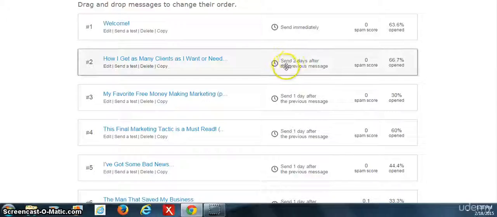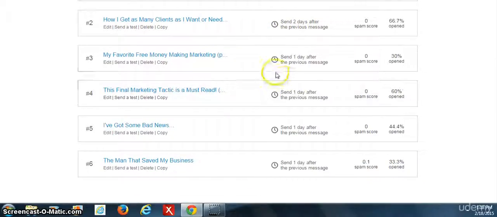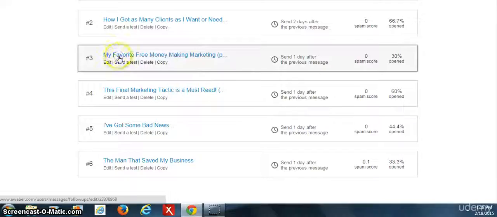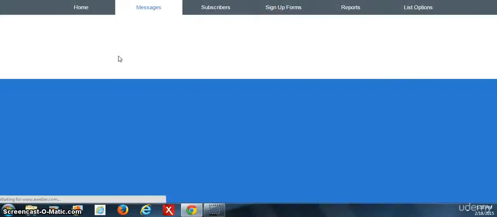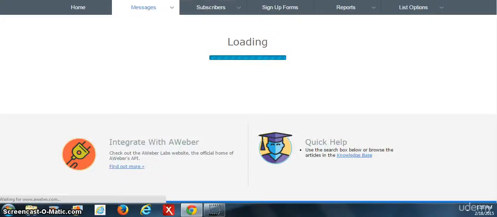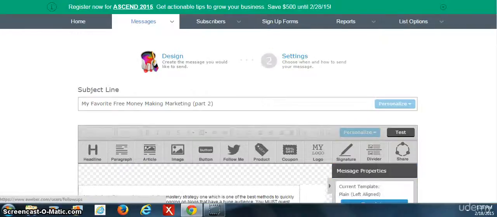Just to let you know, that second email is sent 2 days after the welcome email. The next day, they get the third email, because I promised them that I would tell them the next trick. And remember to make sure you want your email subject lines to be as appealing as possible so that they actually open it up. That's obviously the whole key of this.